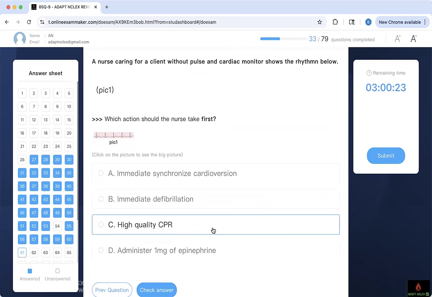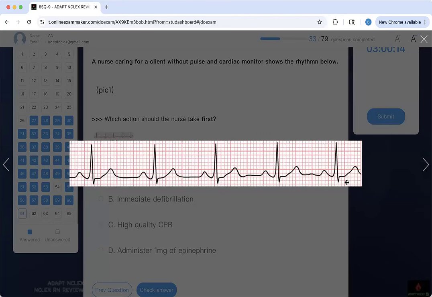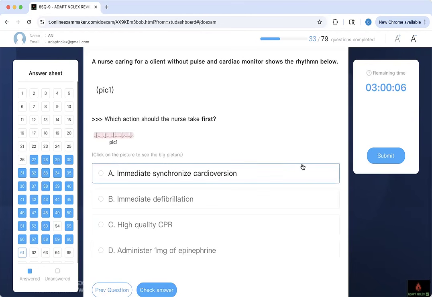Which action should the nurse take first? The nurse is caring for a client without a pulse. No pulse. Okay. The cardiac monitor shows what? I have no pulse, but I have a rhythm. It means pulseless electrical activity. That's what we call PEA. When I see PEA, that means pulseless electrical activity is the same thing as this patient having asystole.